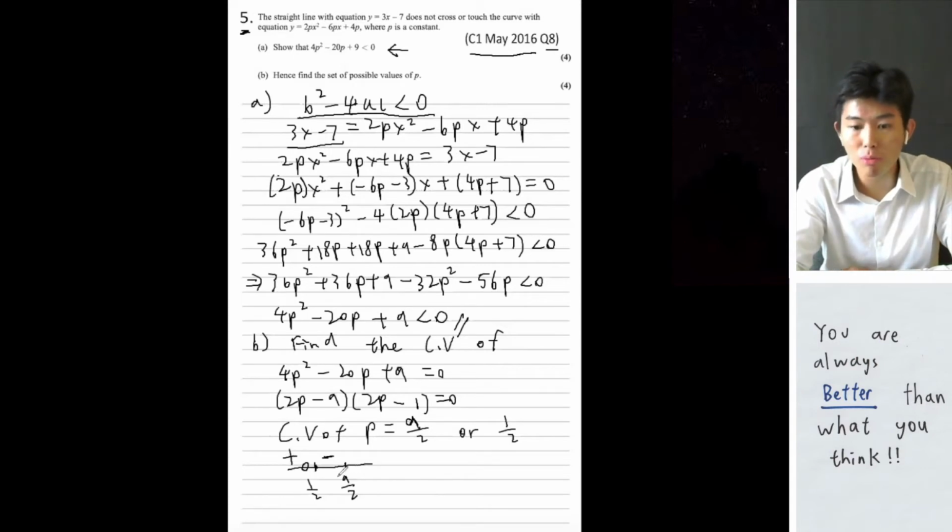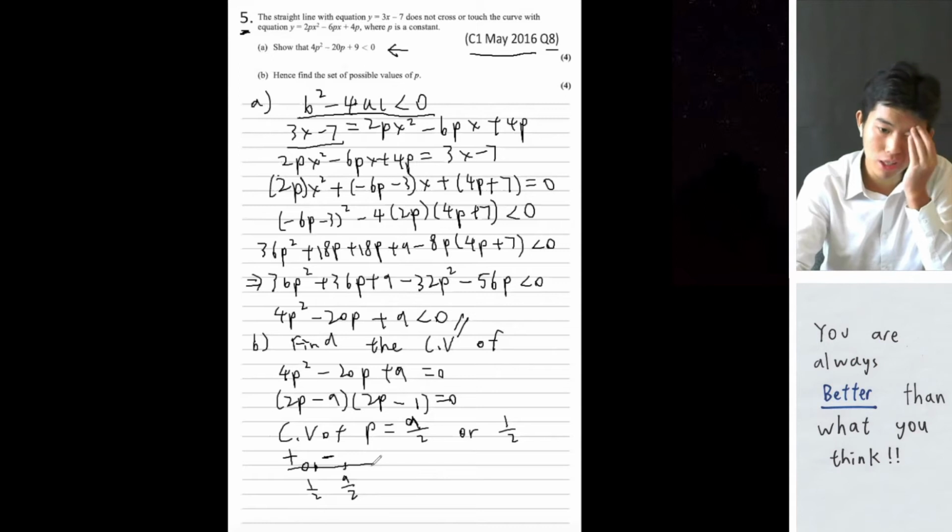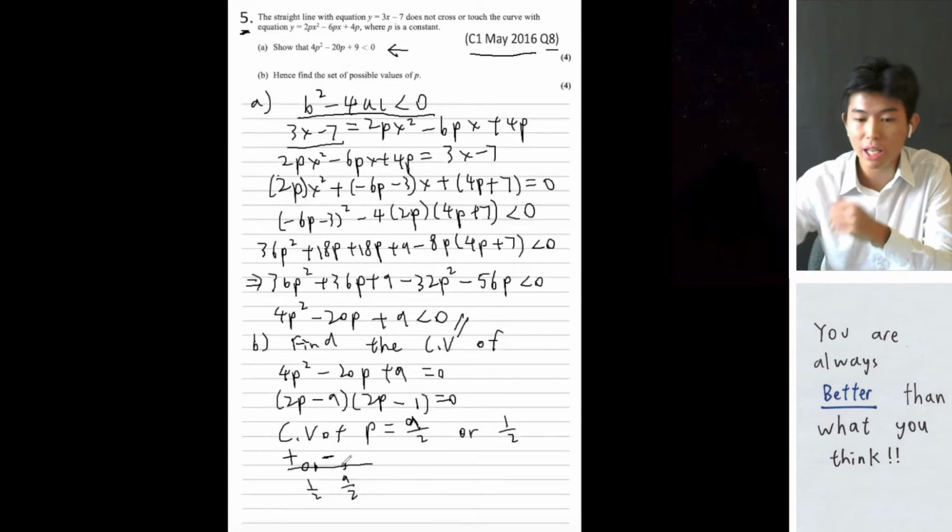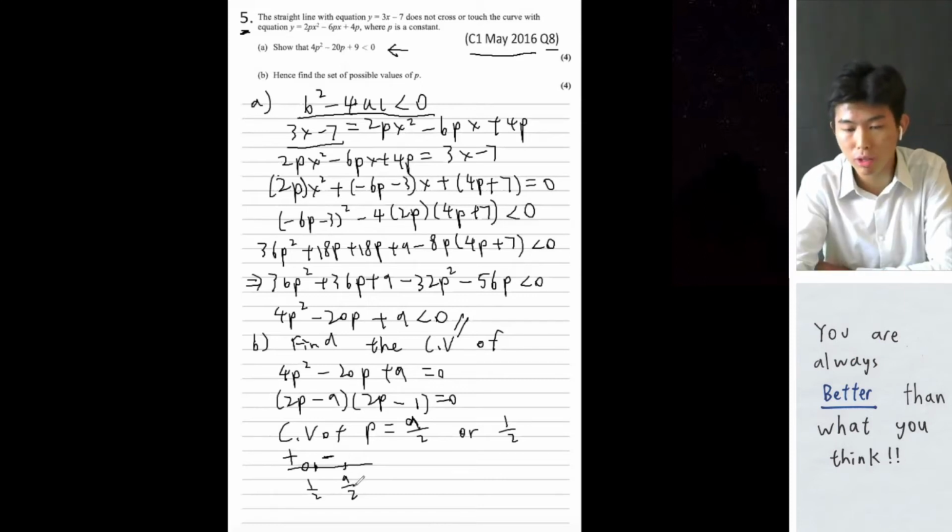And for one more, okay, any number that is greater than 9 over 2, let's say 10, because 9 over 2 is actually equal to 4.5. So for any number that is greater than 4.5, you can try to substitute back into this equation.